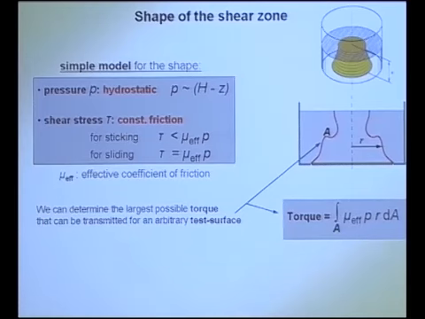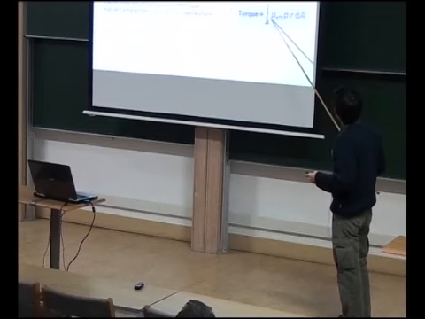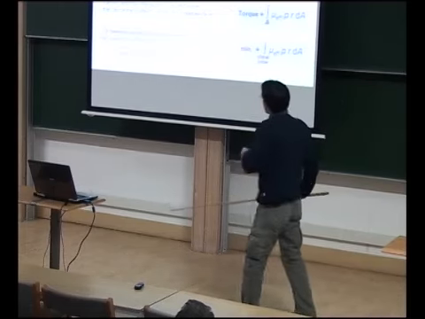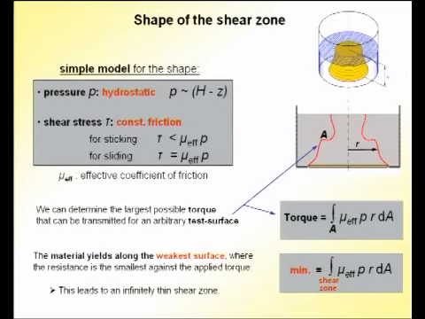Now I can ask which is the surface where the shear zone forms. Of course, this will be, within this model, the weakest surface, right? So what I have to do is just take all the possible surfaces starting from here that somehow divide my specimen in two, and search for the one which gives the minimum torque. So we end up with this variational principle.